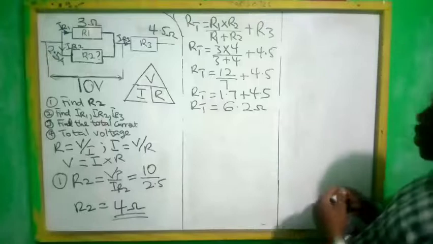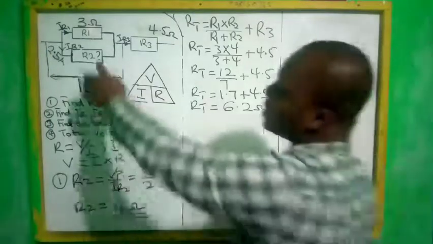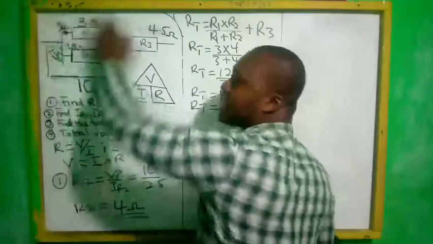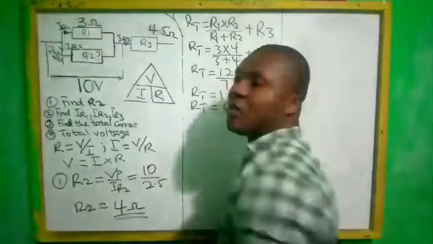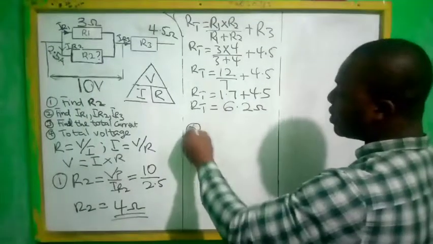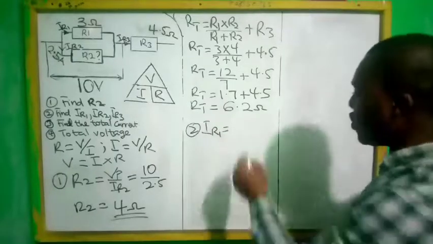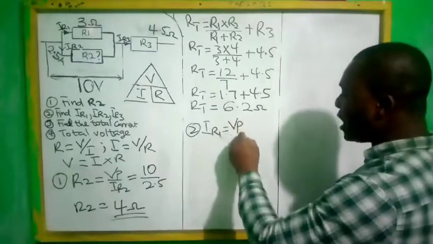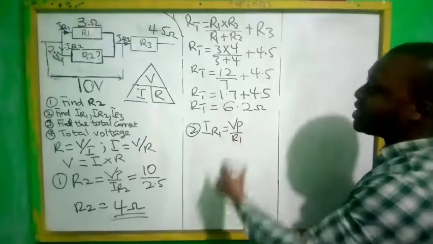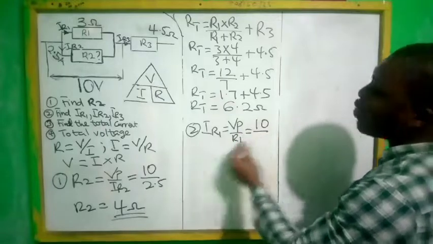All right. So we are asked to find the current in R1. Because the voltage flowing across the parallel circuit is given as 10 volts, we say number 2, current in R1, the same amount of voltage. So we say voltage in parallel over R1, because we are looking for the current in R1. So over R1, which is 10, R1 is what?